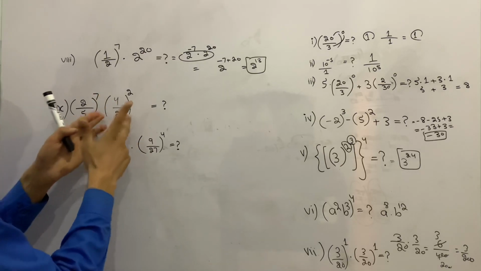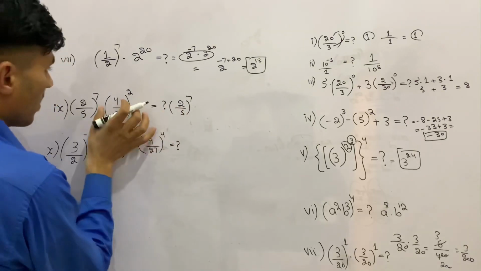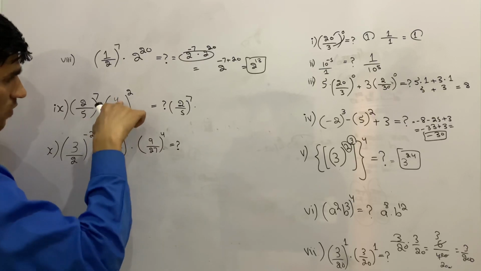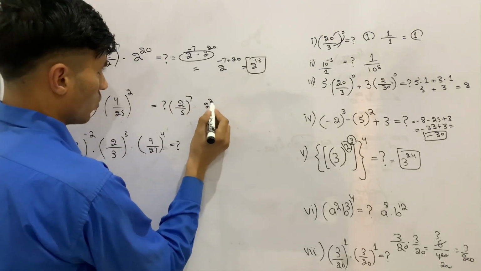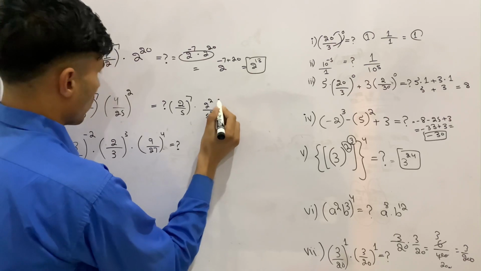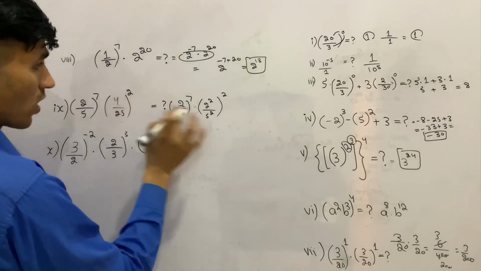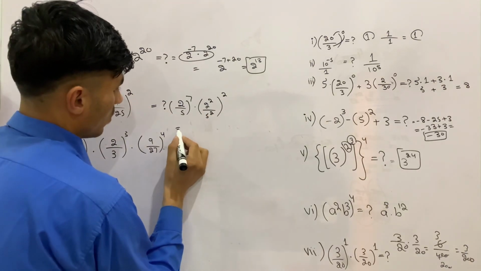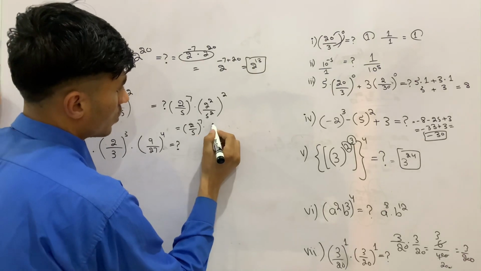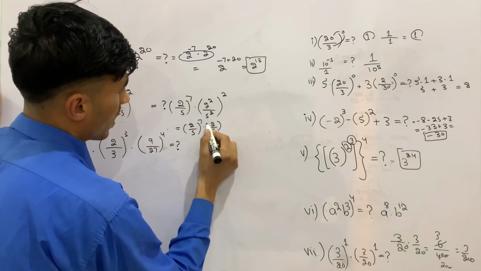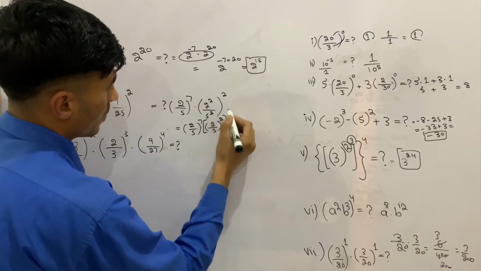Here you could see the trick again. You don't have to make the bases the same. Here, 2 over 5 whole to the power 7, multiplied by 4 over 25. Can't I write 4 as 2 squared and 25 as 5 squared, so it is 2 to the power 2 over 5 to the power 2, whole to the power 2? Of course I can. 2 squared equals 4 and 5 squared equals 25. So I write 2 over 5 whole to the power 7, multiplied by 2 over 5 whole to the power 2, whole to the power 2.